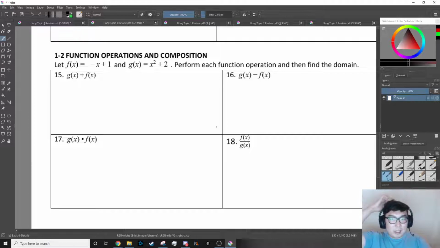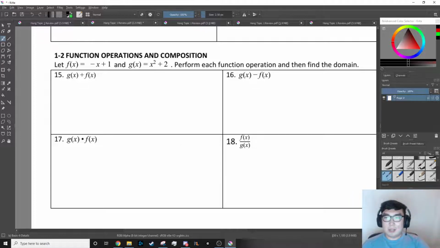Function operation and composition. Let f of x equal negative x plus 1 and g of x equals x squared plus 2. Perform the function operations to find, and then find the domain.